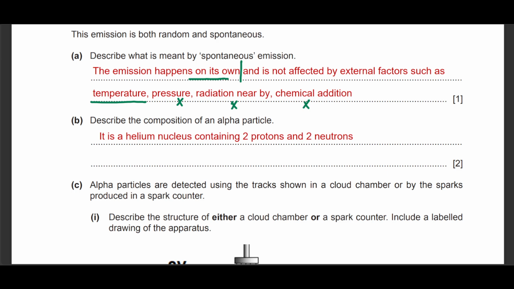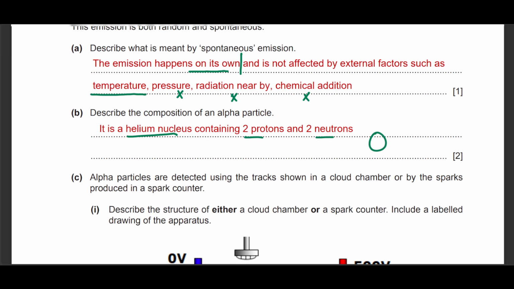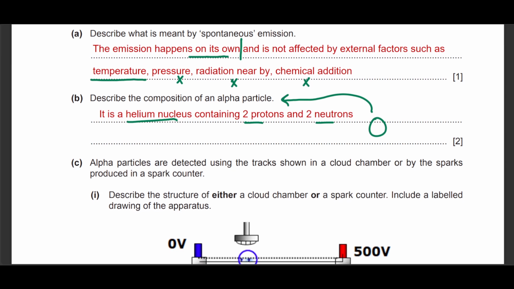Part B says describe the composition of alpha particles. So we must state that it contains 2 protons, 2 neutrons. But how is it different from a helium atom, and why do we call this an alpha particle? Because it is a helium nucleus which is stripped of its electrons. So it's just the nucleus itself. There are no electrons. That is when we call this an alpha particle. No electrons, 2 protons and 2 neutrons.